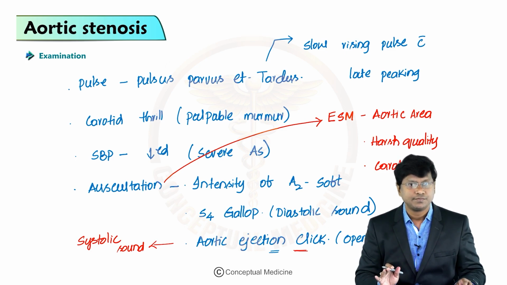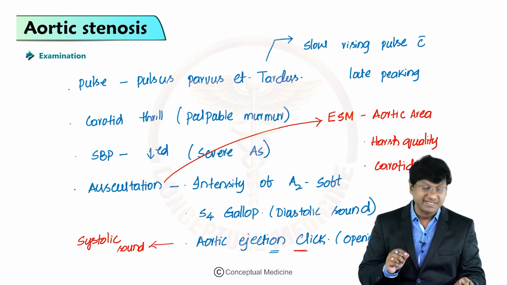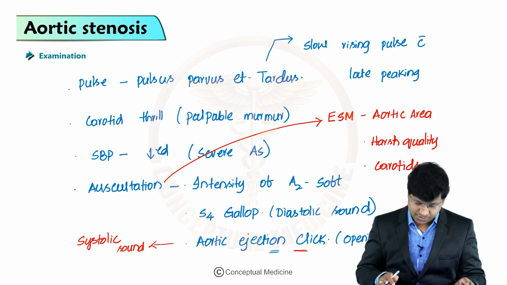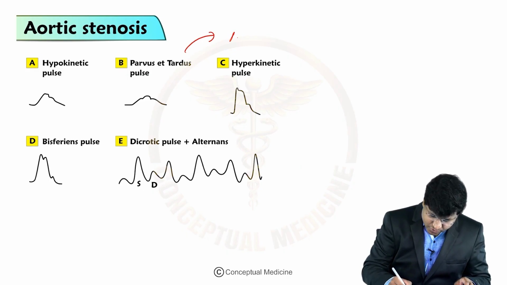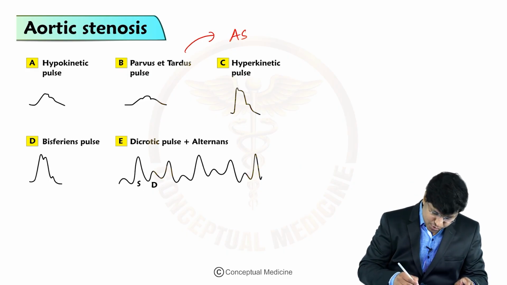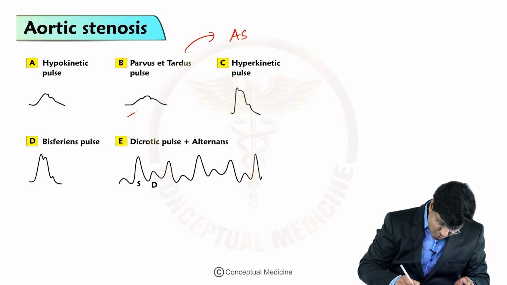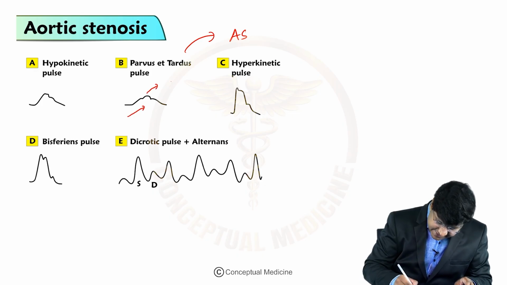Let me just show you the pulse of aortic stenosis. See, this is the pulse of aortic stenosis, called pulsus parvus et tardus. You can observe here that it's a slow rising pulse with a late peaking.